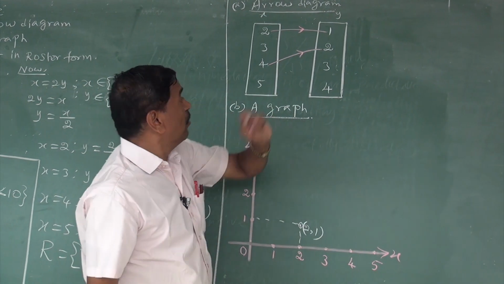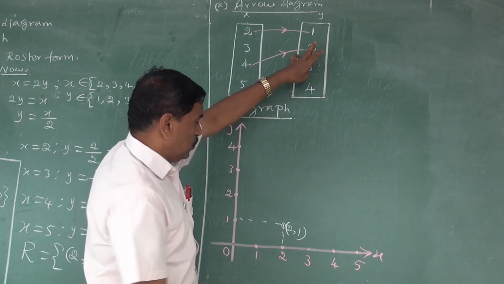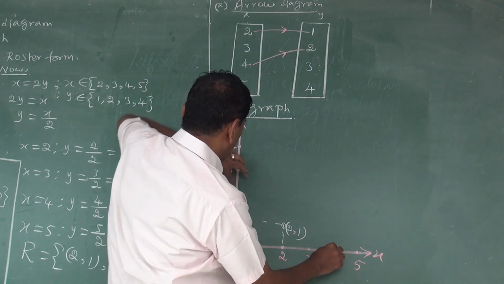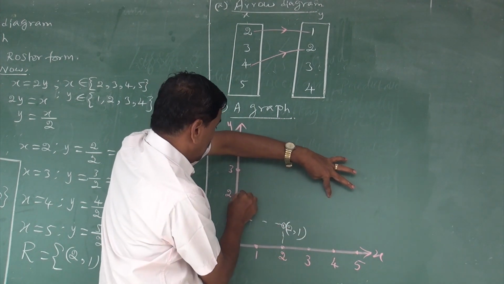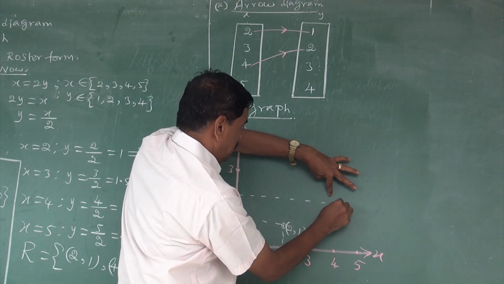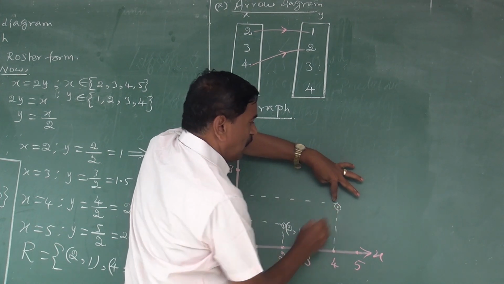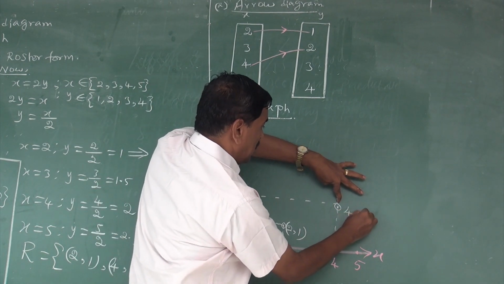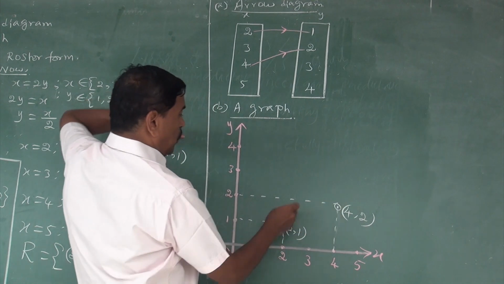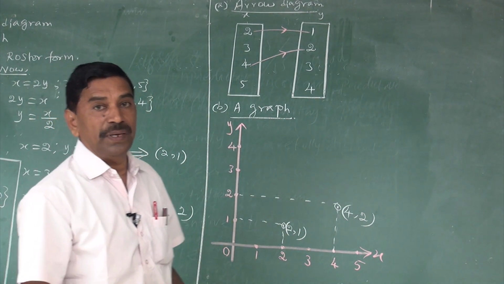Next. What is the next pair? Yes. 4 is related to 2. So 4 is related to 2. Okay, listen. What is this point? Good. Which is 4 is related to 2. Only 2 ordered pairs exist. So the graph is completed. What is the next topic?